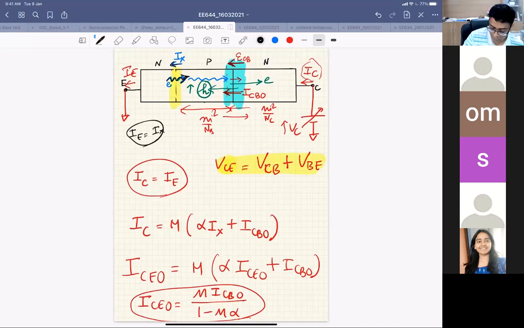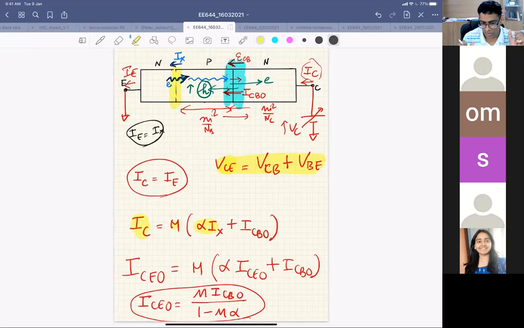And some part of this Ix is reaching the collector, that is alpha times Ix is reaching the collector, and the carriers flowing through this junction are nothing but alpha times Ix plus ICBO, which is responsible for the impact ionization. So your collector current is M times alpha Ix plus ICBO. Is that part clear? Yes, sir.